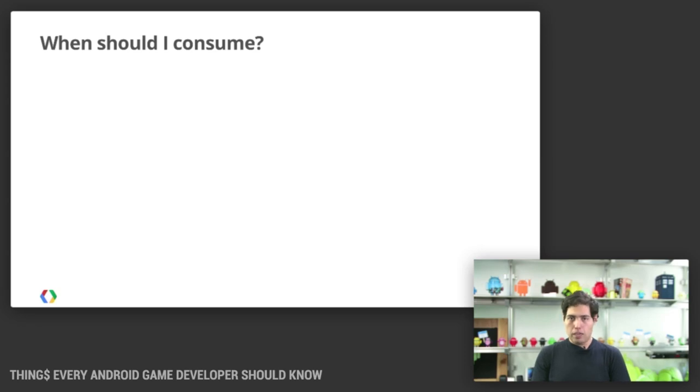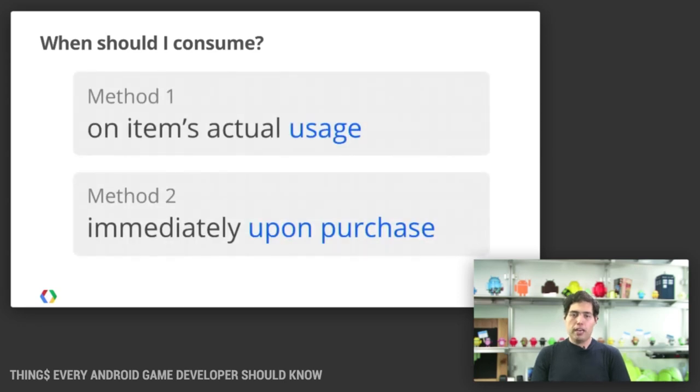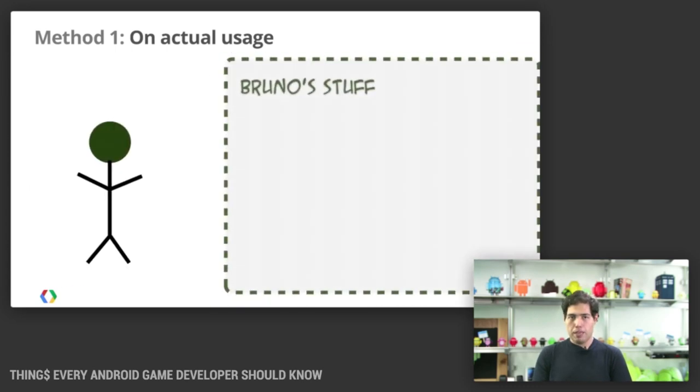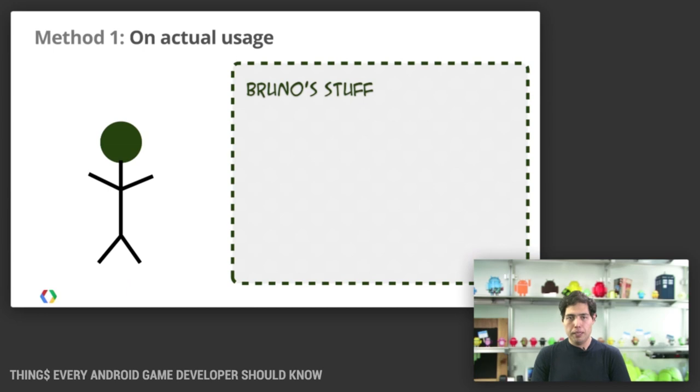That's actually up to you to decide how to use the consumption API. But we're going to talk about two of the most used methods. You can either consume the item when it's actually used, or you can consume it immediately when it's purchased. Both of them have advantages and disadvantages. To explain method one, I'm going to give a quick example. So that's me. Anyway, that's the stick figure me.